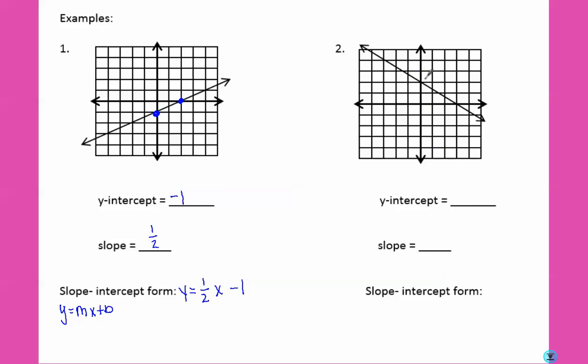So here our y-intercept is +2, and our slope would be, looks like, down 2 over 3. So our slope-intercept form is y equals -2/3 x plus 2.